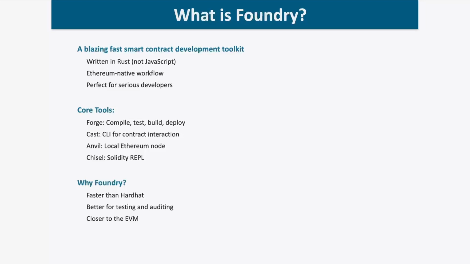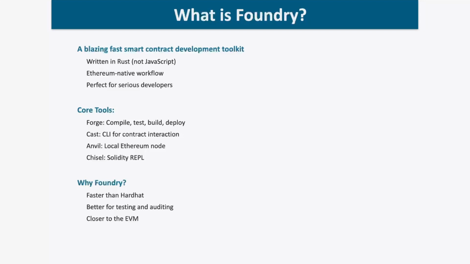Foundry includes 4 tools. Forge, the main tool. It compiles your contracts, runs tests, builds artifacts, and deploys to networks. Cast, this is the CLI, or command line interface, for interacting with your contracts. You can read contract state, send transactions, all from the command line, no front end needed. Next is Anvil. This is a local Ethereum node, perfect for development and testing. Next is Chisel. This is a Solidity REPL. You can write quick snippets of Solidity and test them interactively.